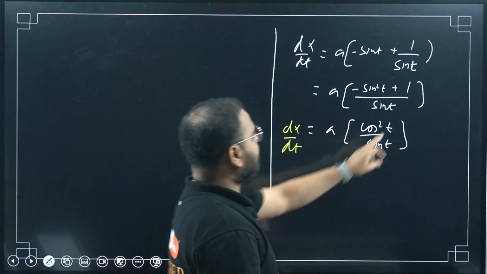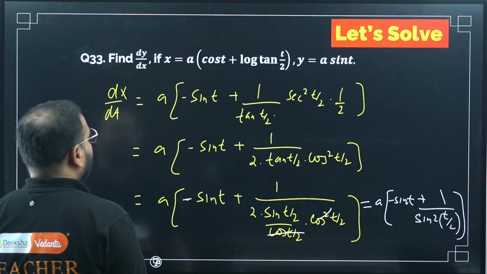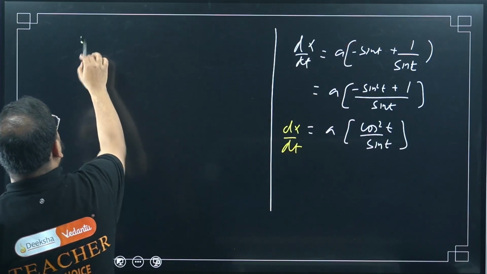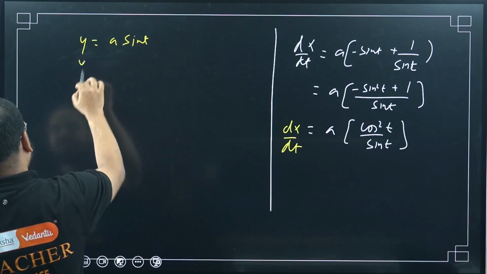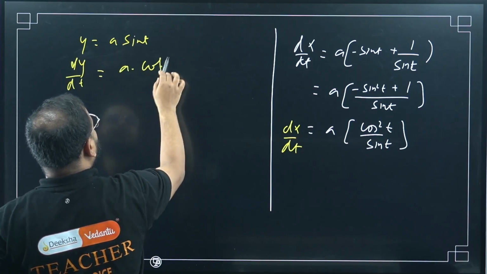Okay. 1 minus sin square is cos square. So a cos square t upon sin t. Okay. Chaliye. Again same do for a sin t. Y equals to a sin t. I have differentiated. I'll get dy by dt equals to a times of cos t, or not.